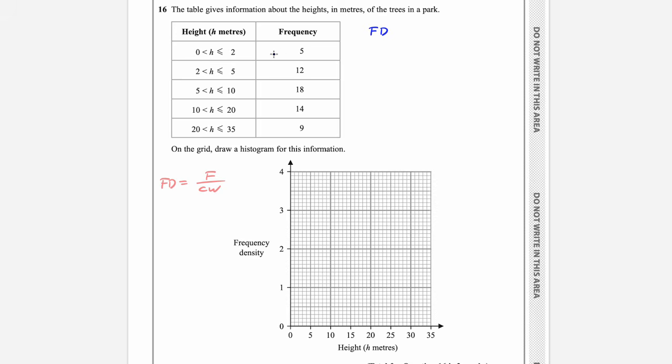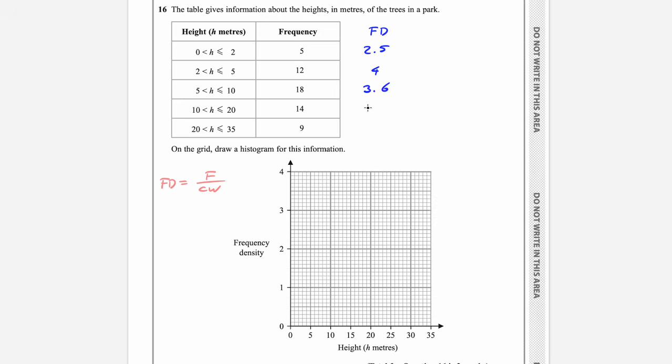Oh, yeah, sorry, what am I doing? The frequency, I was thinking the height of the bar, but anyway, the frequency density is the frequency 5 over the class width, which is 2. So 5 divided by 2 is 2.5. Then I do 12 divided by 3 is 4, because the width of the bar is between 2 and 5, which is 3. 18 divided by 5. 5 to 10 is, there's 5 between 5 and 10. 18 divided by 5, guys, is 3.6.